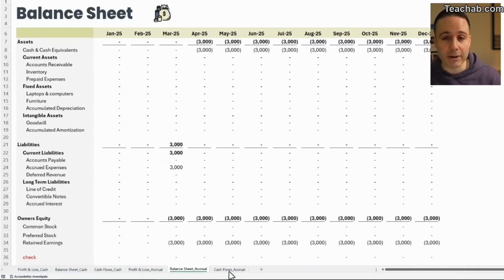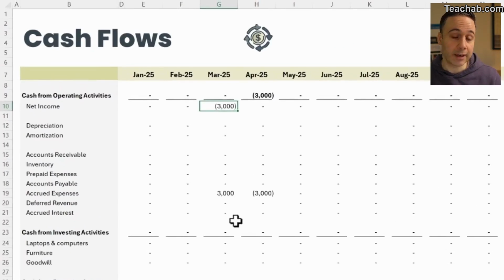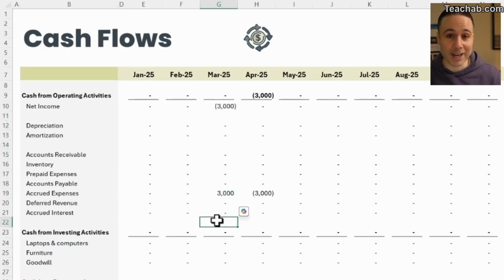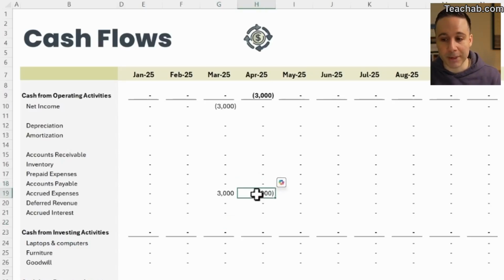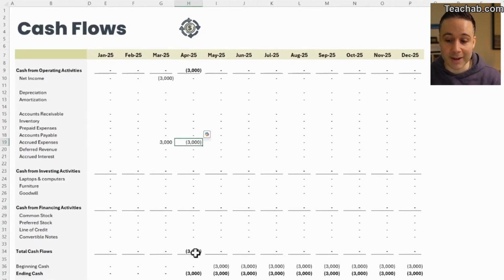So now let's take a look at how exactly our cash flows is impacted under this example. In March, we have the $3,000 hit to our net income because we consumed that expense. We also have the increase in this account called accrued expenses for $3,000. This cancels out to 0, which showcases that we had a 0 cash impact. When it then reverses in April, because we don't have any other activity, this reversal shows us that we have a negative $3,000 impact to our cash flows.